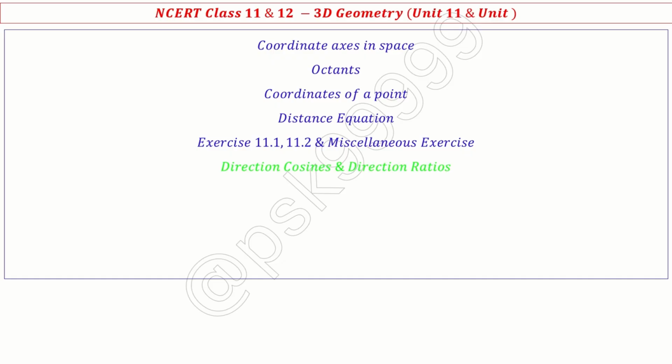The green part is the class 12th 3D geometry part, which is direction cosines and direction ratios, equation of a plane, equation of a line in space, angle between two lines, exercise and miscellaneous exercise. These are the things we are going to cover in this complete video.